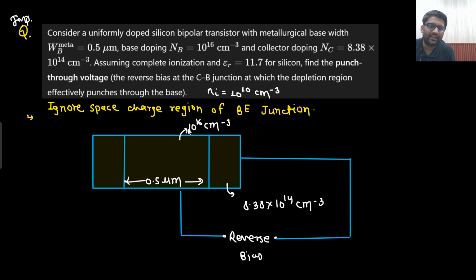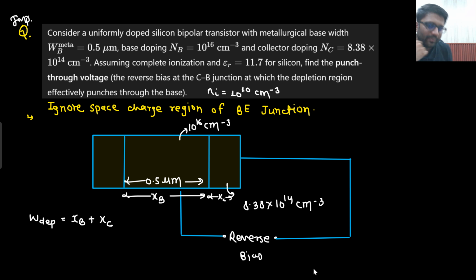Dopings are given. This is the doping that has been given. What do you want? You want depletion width to be 0.5 micrometer. No, I want depletion width in base side to be 0.5 micrometer. Let's just say my depletion width, whatever it is, would be xb plus some part in the collector as well. Are you able to understand this point? Some part of base will be depleted and some part of collector would also be depleted.